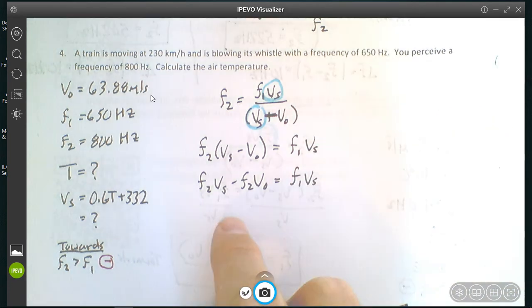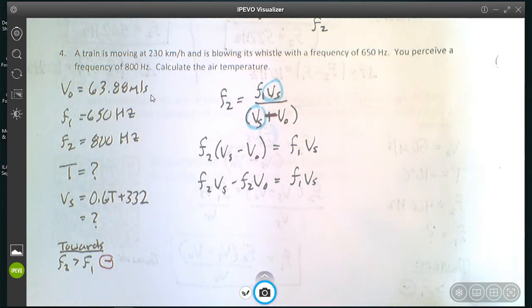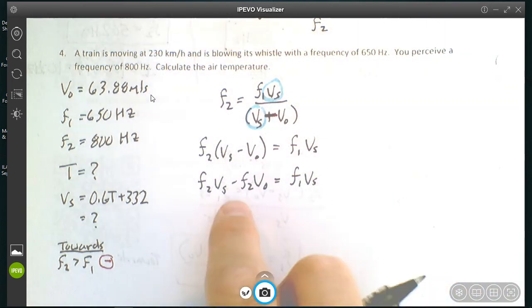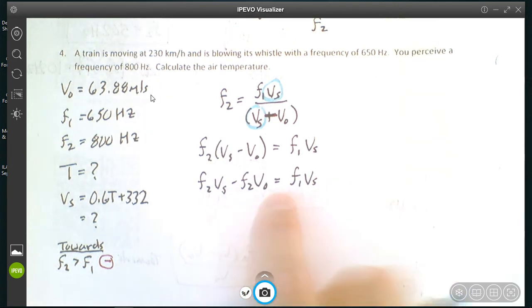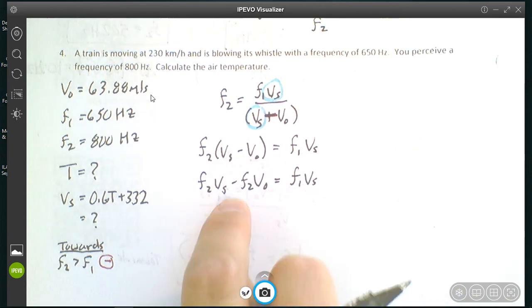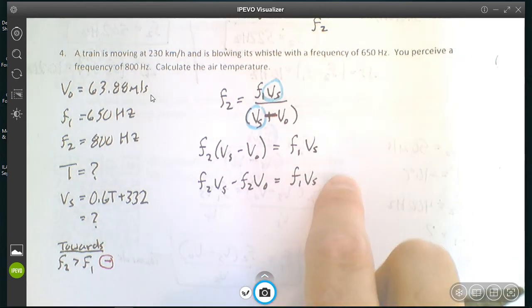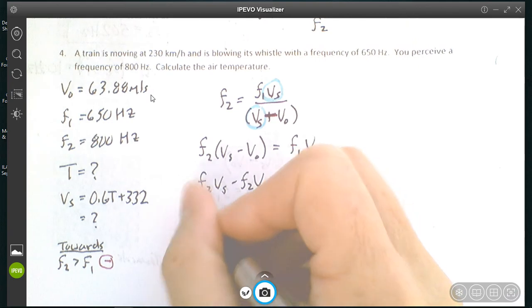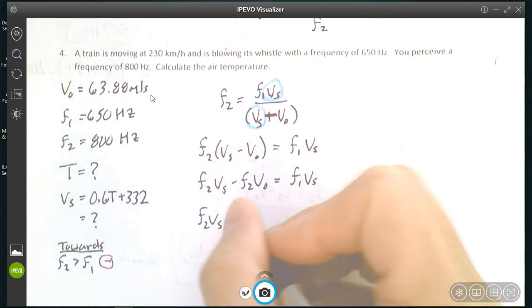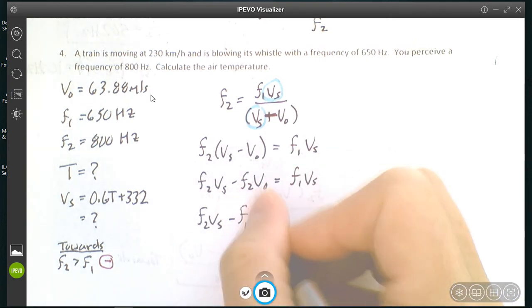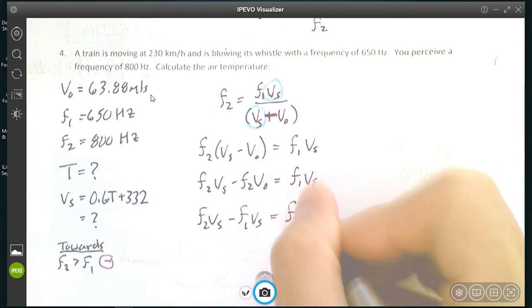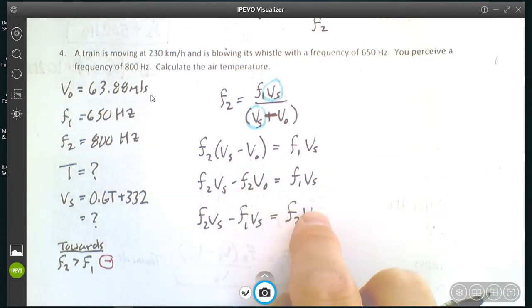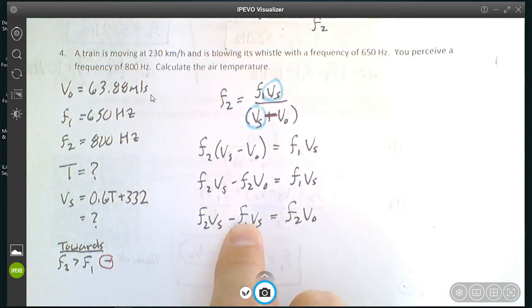Okay, now whenever you're doing math like this, you always want to bring terms that are the same to the same side, right? You've learned this in your math classes. So I'm going to do this a little fancy. I'm just going to take this minus F2VO and bring it over. I'm going to take this positive F1VS and subtract it off the other side. So this one gets added to that side, and this one gets subtracted from that side. And again, whatever you do to one side, just do to the other side. See, minus F2VO, I just added it to this side, and this one I subtracted off this side.